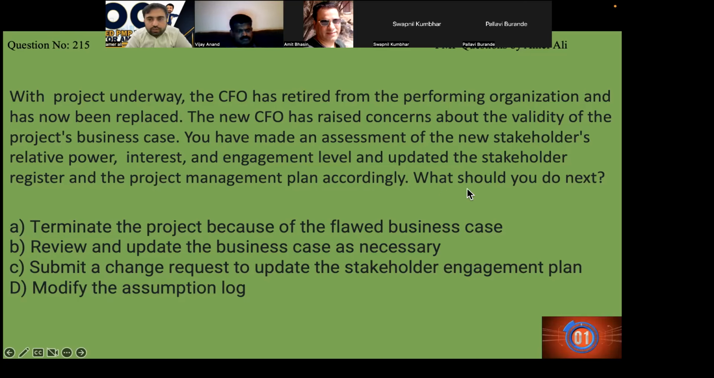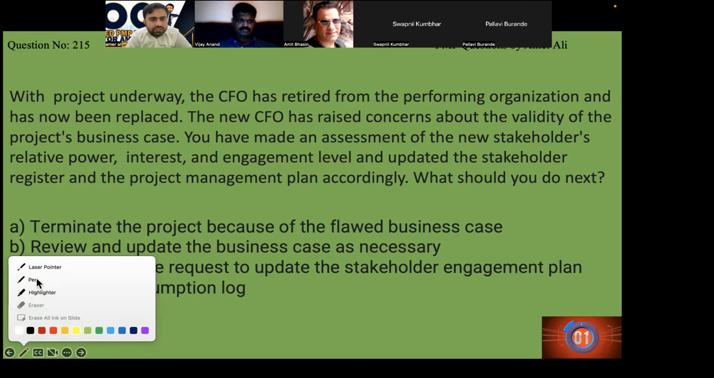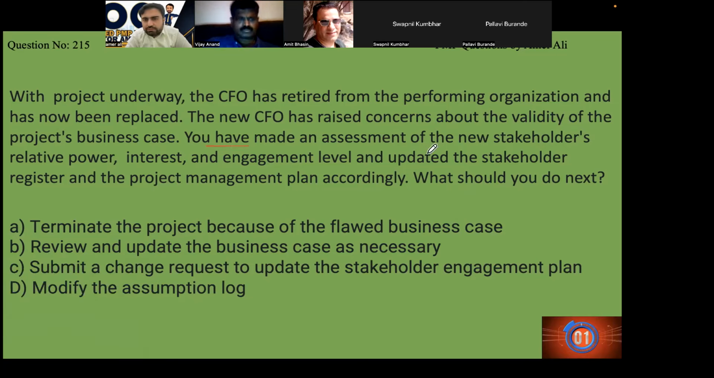Okay, what should you do next? With the project underway, the CFO has retired from the performing organization and has been replaced. The new CFO has raised concern about the validity of the business case. He does not agree with the business case. You have made an assessment of the new stakeholders' relative power, interest, and engagement level, and updated the stakeholder register. That is done, and the project management plan. What should you do? Okay, so a very interesting answer.